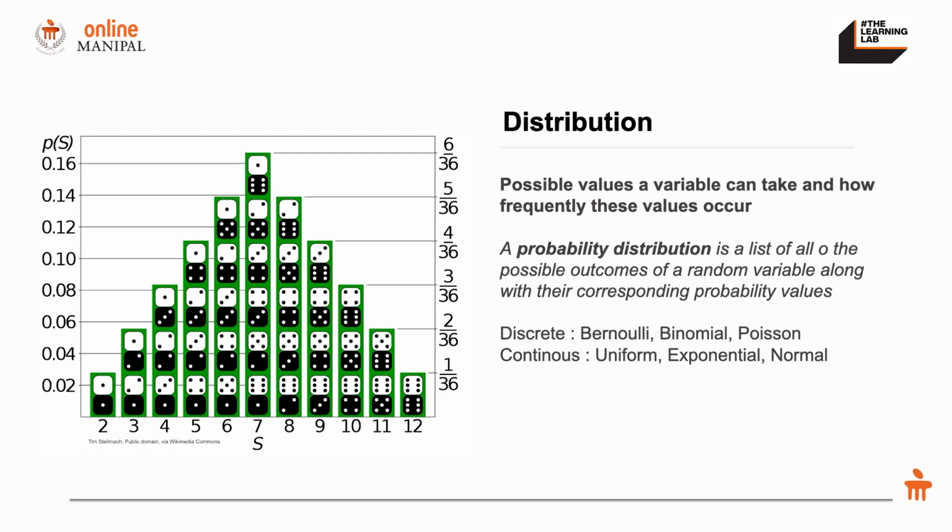Discrete when you're taking a discrete variable into consideration. For example, this was the case of a discrete distribution. And continuous when you're taking a continuous variable into consideration. Some of the common types of distributions are Bernoulli, binomial, Poisson, uniform, exponential, and normal. We'll look at the applications of some of these distributions in the subsequent use cases.